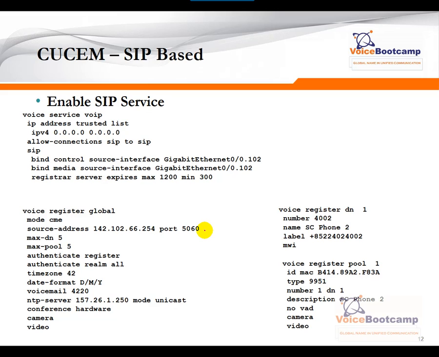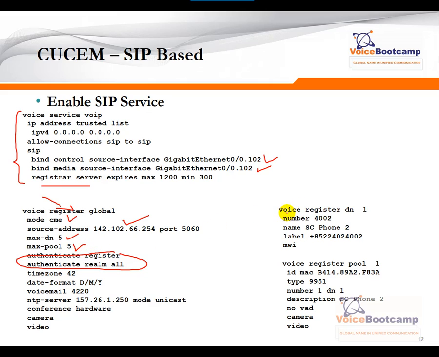To configure the SIP base, remember SIP uses a different configuration. First, enable voice service VoIP, enable the bind command, and enable the registration. Then under voice register global, type mode CME followed by the IP address of the router, maximum extension, maximum pool. These two are required for authentication purposes. Authenticate register and authenticate realm all means any domain.